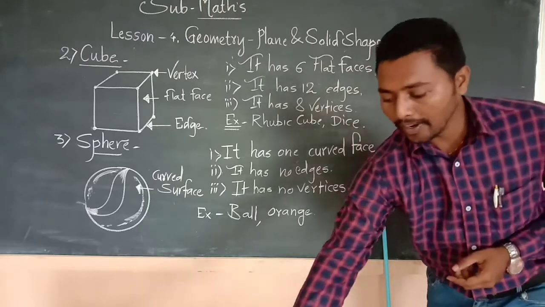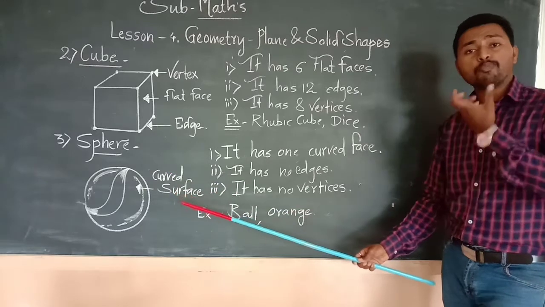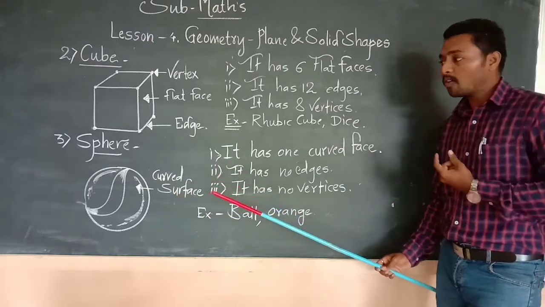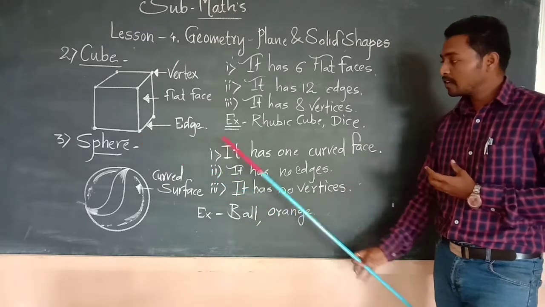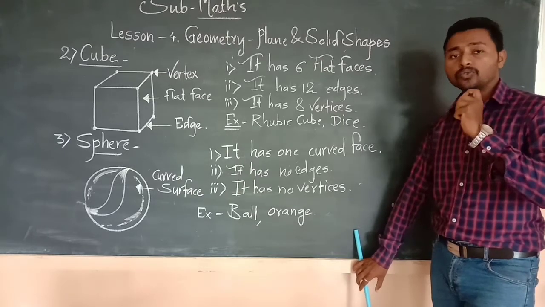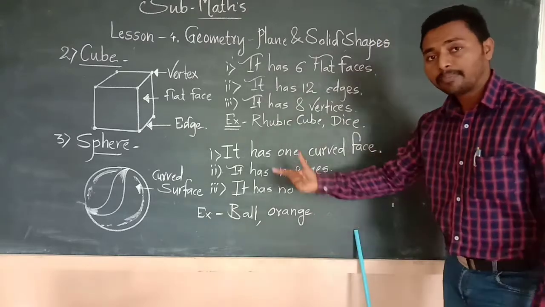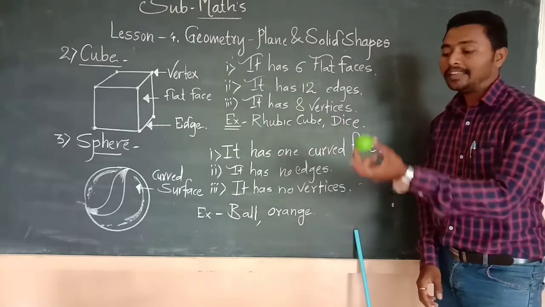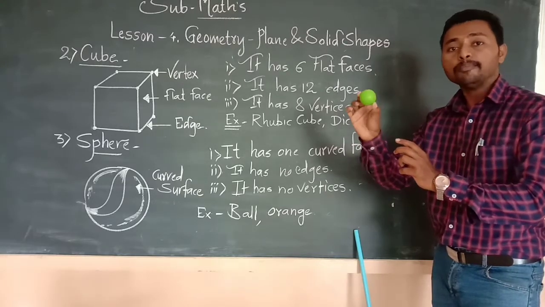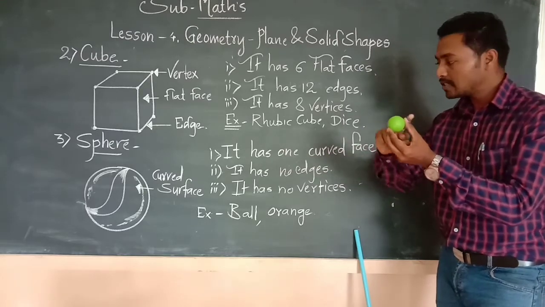Next, third point, sphere. We observe that various kinds of balls, tennis ball, baseball, orange, these kinds of objects look like a sphere. Point number 1, it has one curved face. Before going toward the theoretical part, I would like to show you a sphere. This is a sphere. Sphere looks like a ball. It has one curved face.